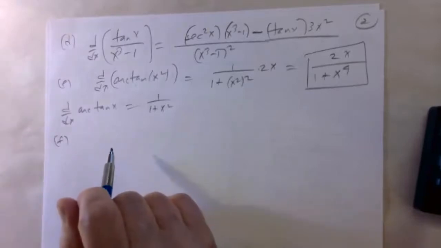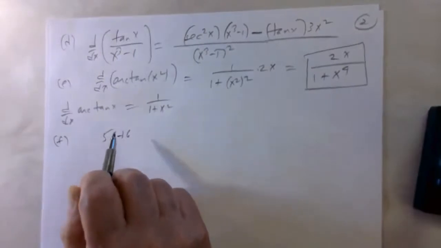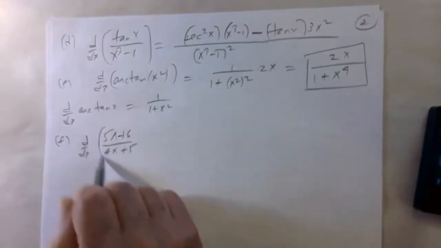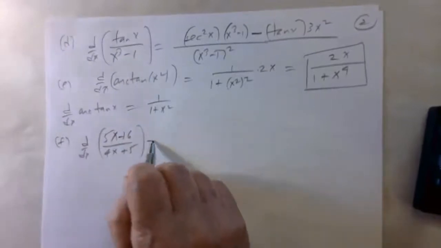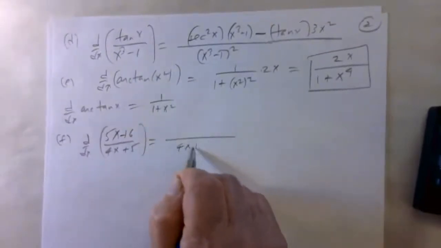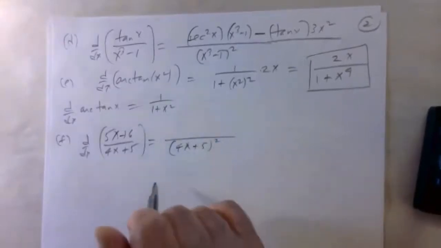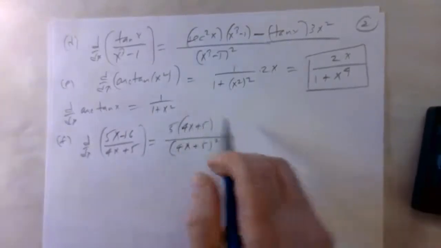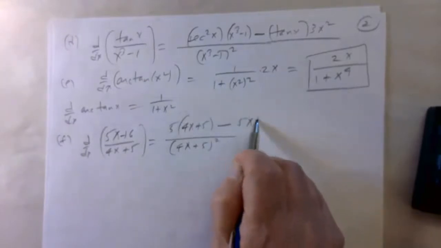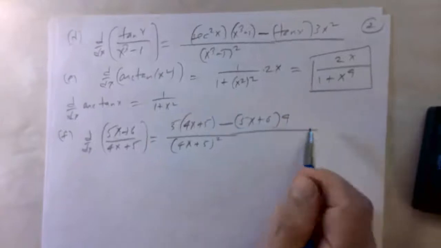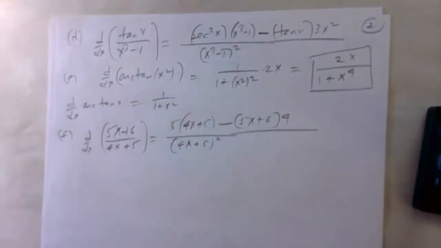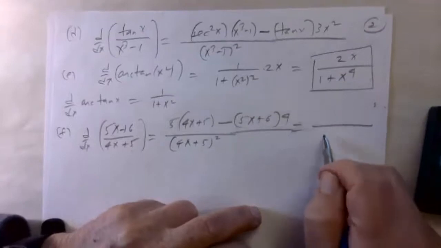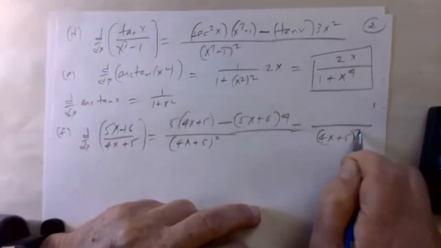And then the last problem is a rational function, (5x + 6) over (4x + 5). And these types of functions have a very pretty derivative. Again, we use the quotient rule. So we get (4x + 5) squared in the denominator. The derivative of the numerator is 5 times the denominator minus the numerator times the derivative of the denominator. So we get (4x + 5) all squared.